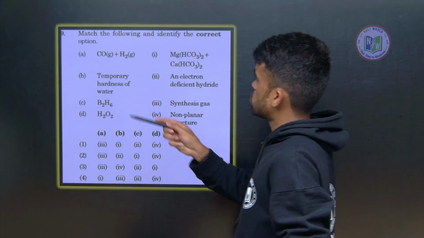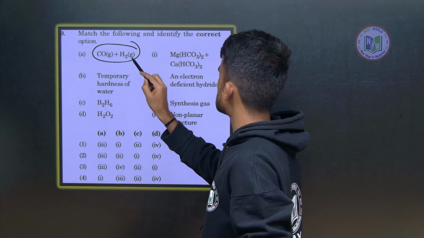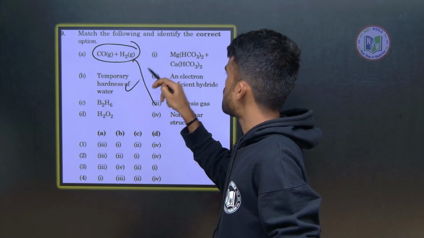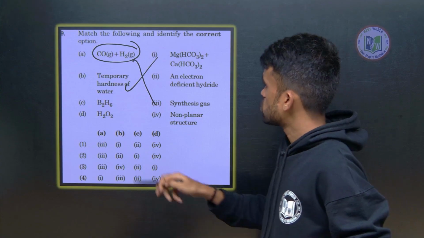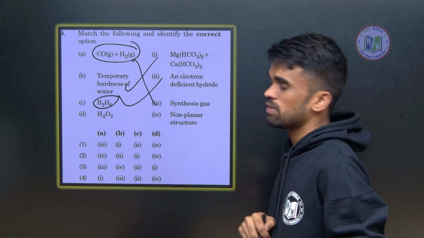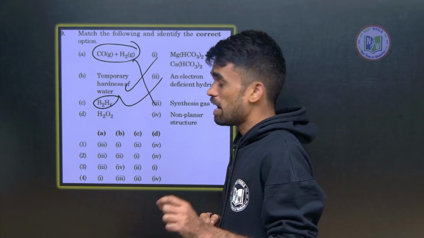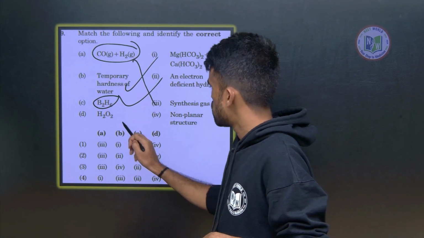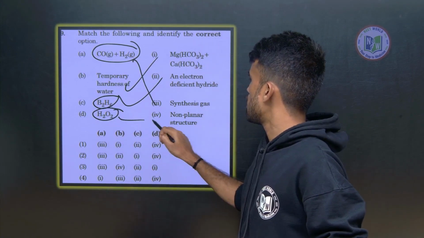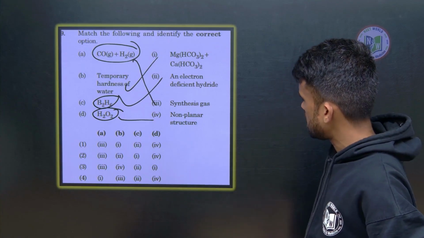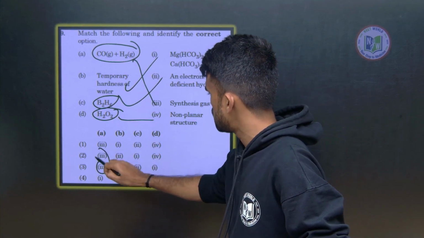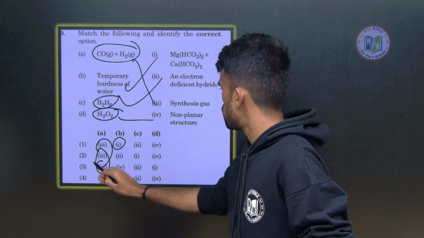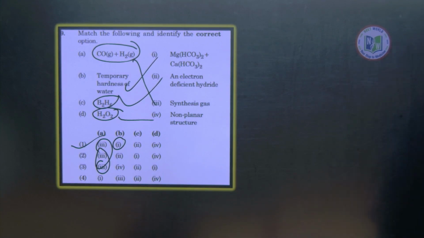Okay. CO plus H2, this mixture is called synthesis gas, okay. So A3. Temporary hardness is because of bicarbonates, B1. B2H6 is electron deficient, we already saw, so C2. See, I told you, B2H6, diborane, is one of the favorite topics for EAPCET exams, okay. H2O2 has a non-planar structure. So as per that, A3, where do we have A3, 3, 3, okay. Temporary hardness 1, B1, so B1 only in the first option, you can go with 1.